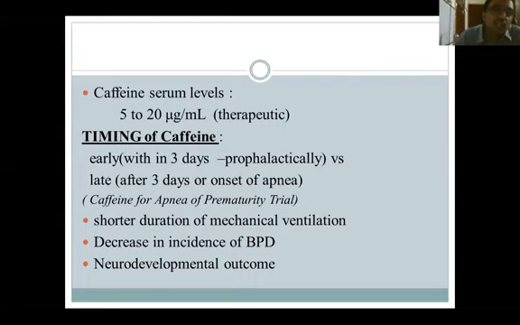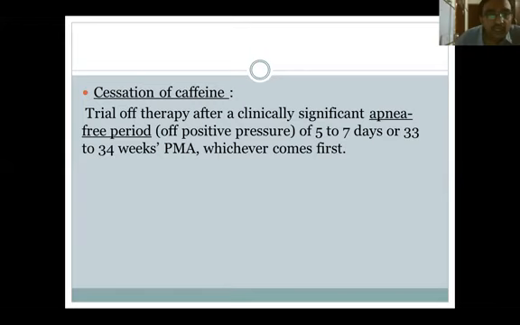Probably that is the majority of the units that have started. Then next comes the cessation. Timing is so difficult. Still, there is no standard protocol for when to stop.